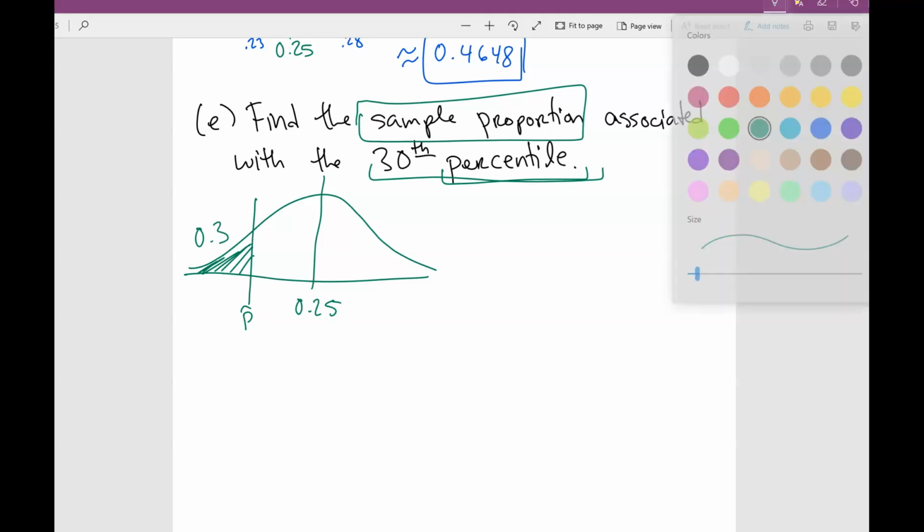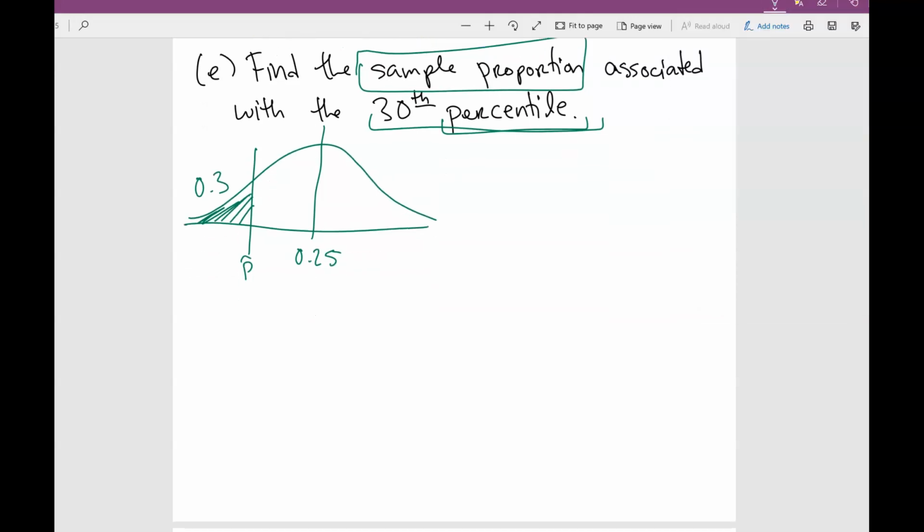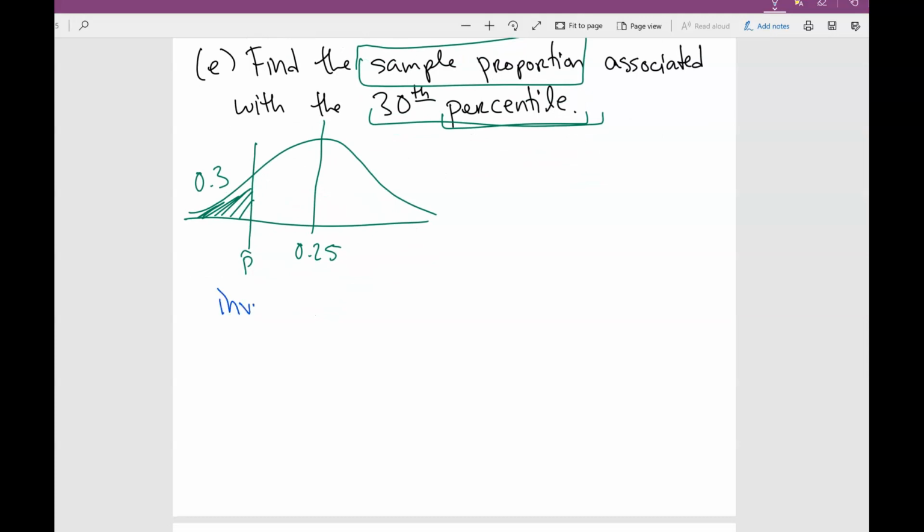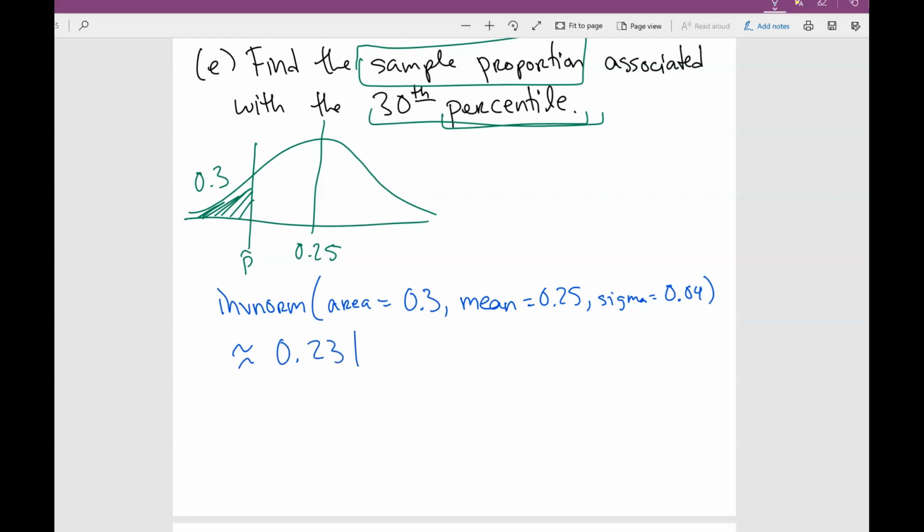And when we have percentiles, we're not using normal CDF, we're using inverse norm. My area to the left is going to be 0.3. My mean is still 0.25, and my sigma is still 0.04, okay? And this is going to give me a sample proportion of 0.23, or 23%. So 23% of the 100 people are the 30th percentile, okay?